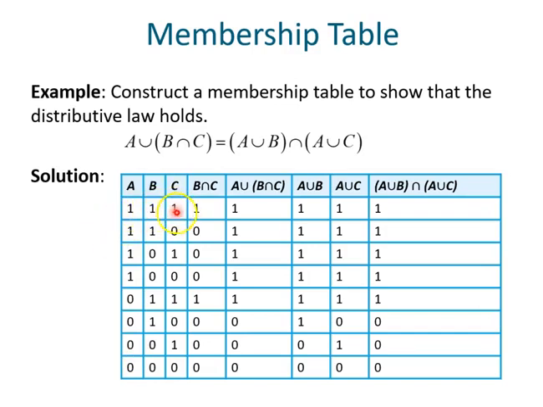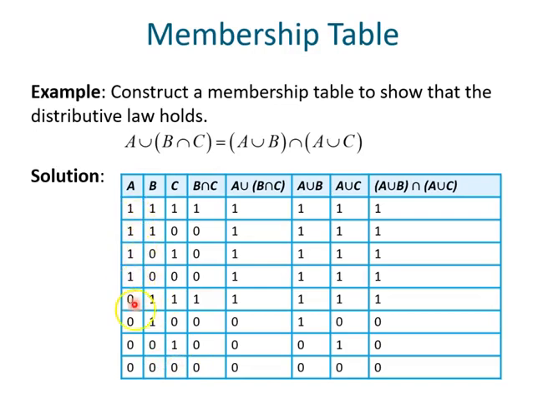For 3 sets, we have 2 cubed, 8 possible combinations. This is similar to what we did for truth tables, for propositions. If we have 3 propositions, the table will have 8 rows. And here similarly, 3 sets, the table must have 8 rows, and we write all possible combinations of belongings to the sets.